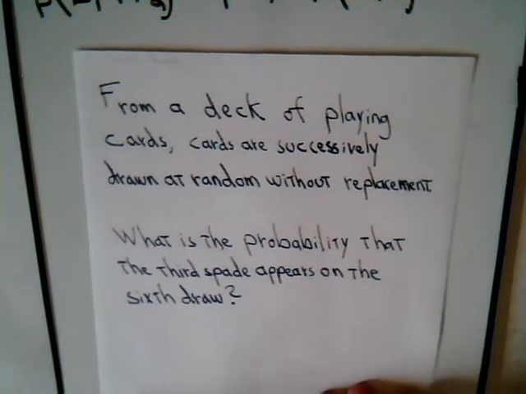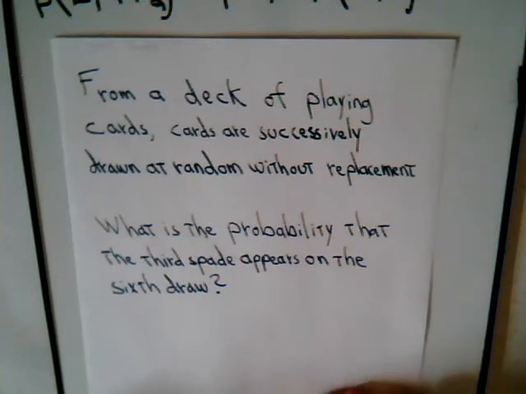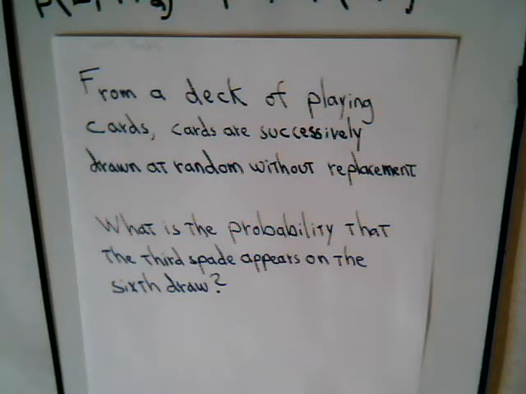Okay, for this video, we have a problem that states, from a deck of playing cards, cards have been successively drawn at random, and we don't replace them. What is the probability that the third spade appears on the sixth draw? So what this means is that we drew 5 cards from the deck, and those 5 cards contain 2 spades. What is the probability then that on the sixth draw, that card will also be a spade?